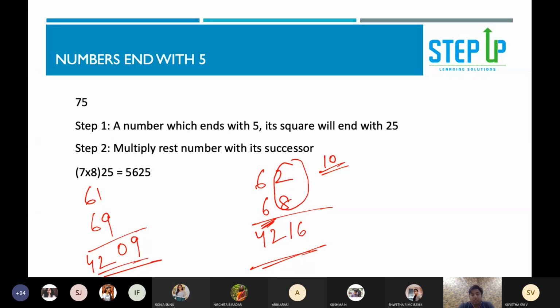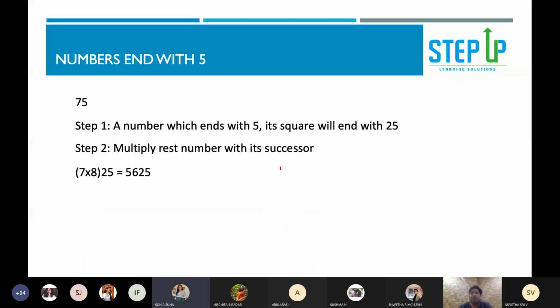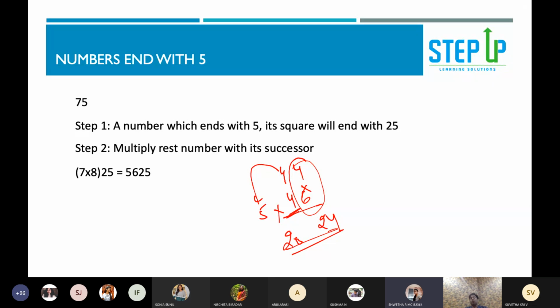Yes, I will. Suppose here you have to multiply 44 by 46. Here the sum of the unit digits is what? 10. That means you can apply this rule here. 4 into 6 is how much? You have to multiply the last two digits. 24. 4, its successor is what? 5. Multiply this number, 20. So 2024. Yes.